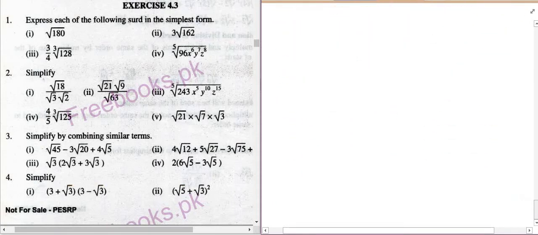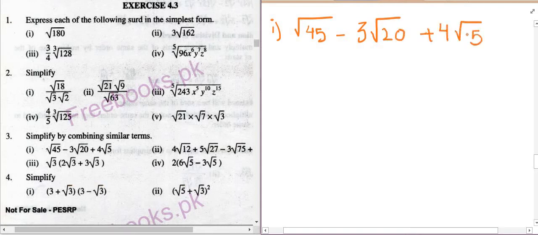Simplify by combining terms. In question number 3, you are going to simplify by combining the terms. First one is √45 − 3√20 + 4√5. Okay, now think of the number by which all these three terms can be divided. There is 5. 45 is divisible by 5, 20 is also divisible by 5, and 5 is in 5.